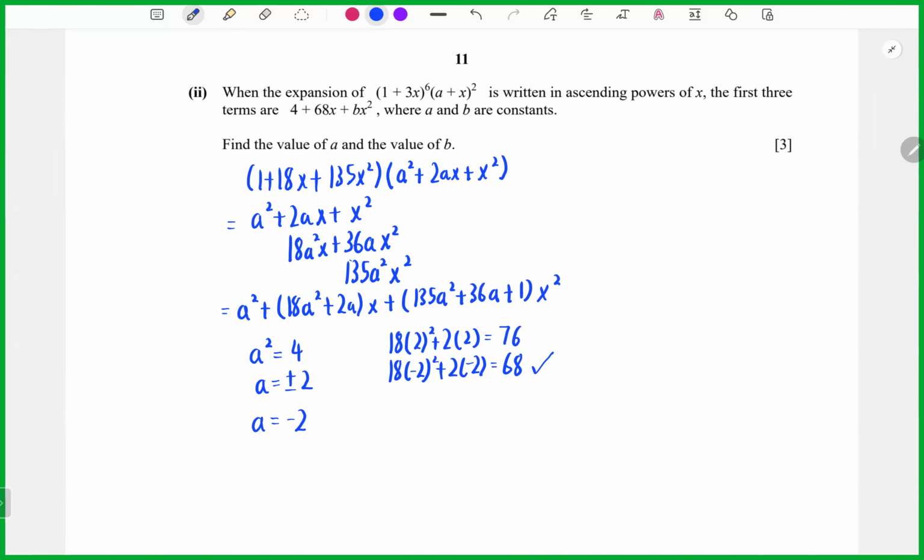Okay, now let's find the value of b. So b will equal 135 negative 2 squared plus 36 negative 2 plus 1, which is 135 negative 2 squared plus 36 times negative 2 plus 1. So you will get 469.